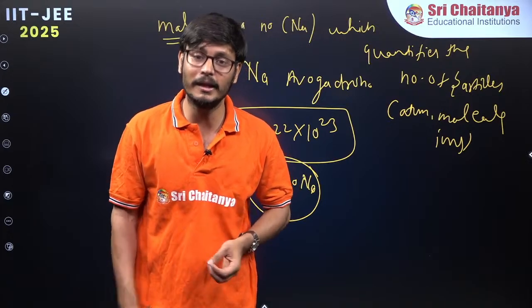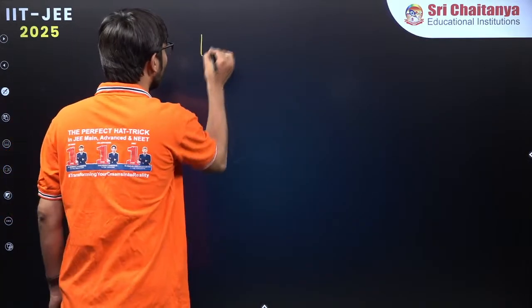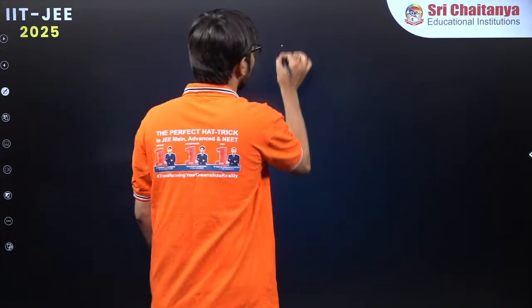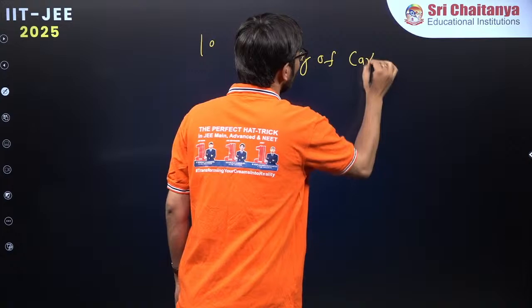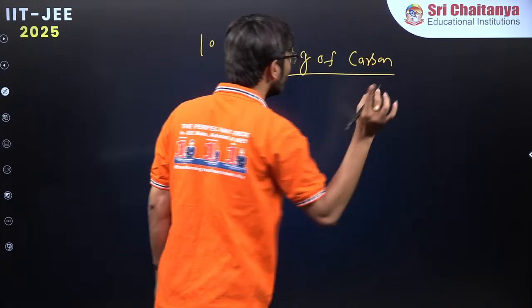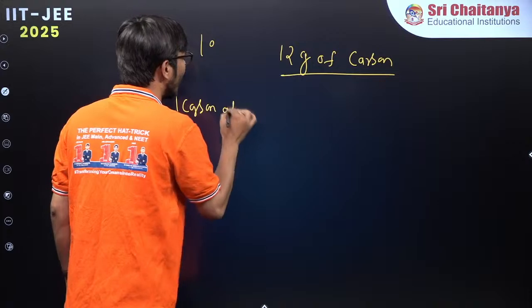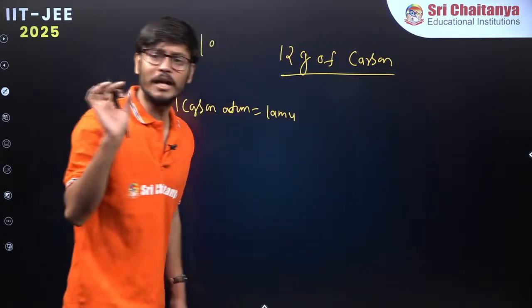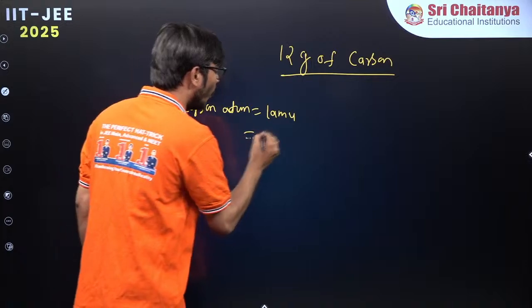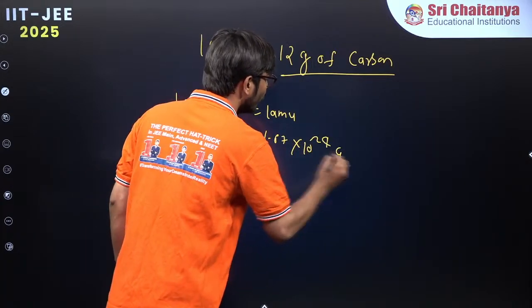What I mean by defining mass is, let us say we are having 12 gram of carbon. Now we know that the mass of 1 carbon atom, beta ji, is 1 AMU, which is a very, very small mass. Which is how much? 1.67 into 10 to the power minus 24 gram. A very, very small mass.